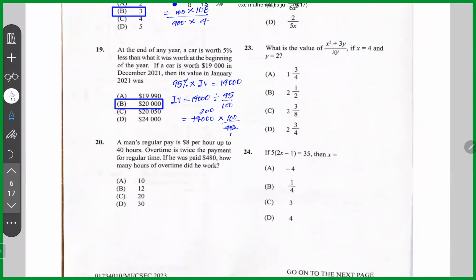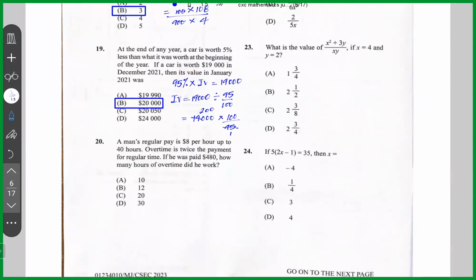Number 20 says, a man's regular pay is $8 per hour, up to 40 hours. Overtime is twice the payment for regular time. If he was paid $480, how many hours of overtime did he work? So the basic wage, which is the regular wage, would be 8 times 40, $8 an hour for 40 hours, which is what, $320?